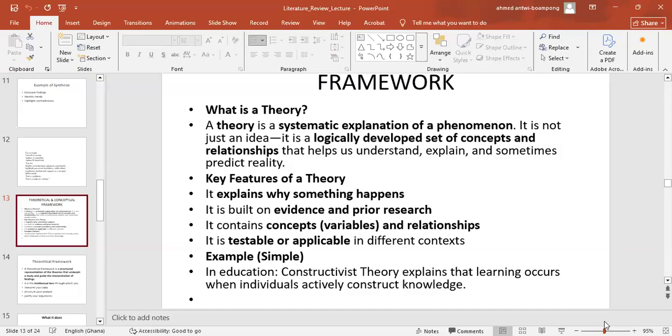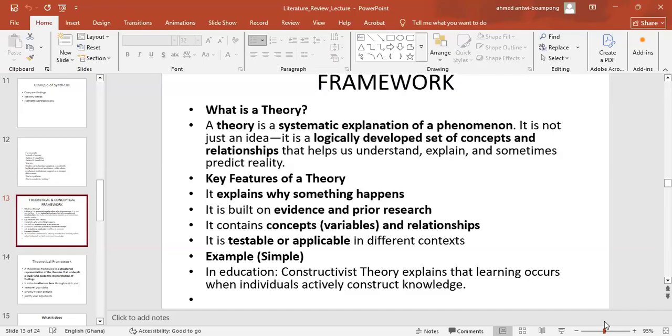Key features of a theory: it explains why something happens. It builds on evidence and prior research. It contains concepts, which are the variables, and explains their relationships. And it is testable or applicable in different contexts.